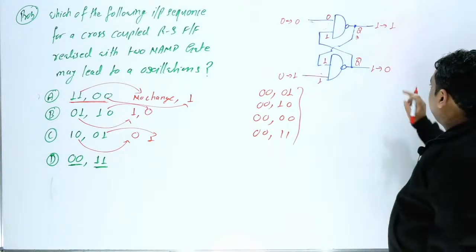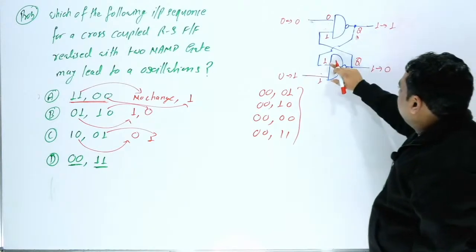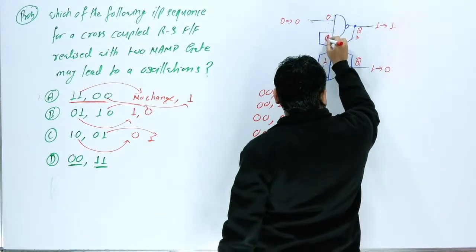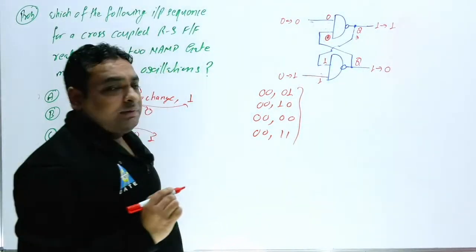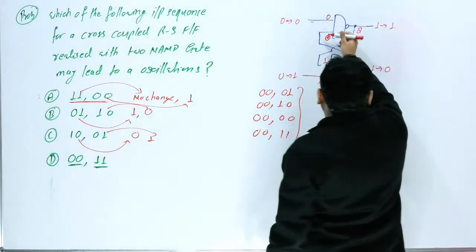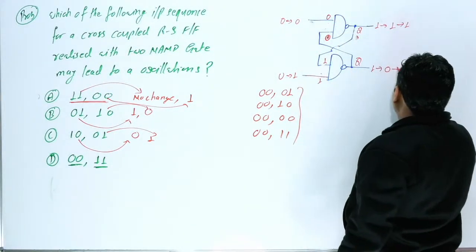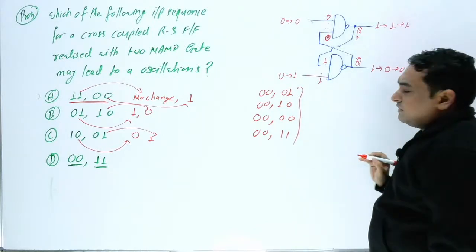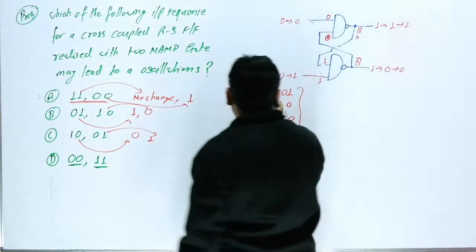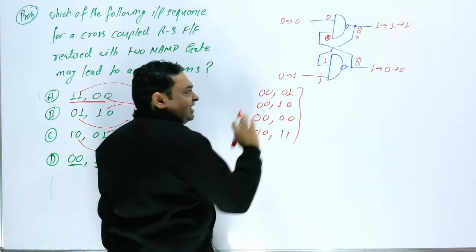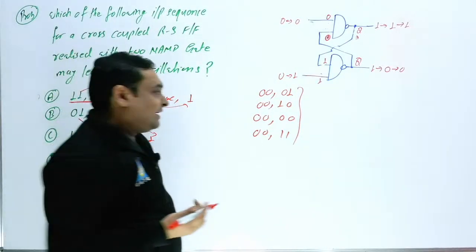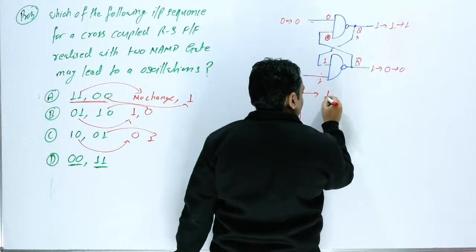Now you can process. If this is 0 and this is 1, so this will be 1 and this is 0 and this is 0. Then what will happen? This is 0 0, 0 bar is 1, so this is permanently 1, and this is 1 1, 1 bar is 0. So this is permanently 1 and this is permanently 0. So in this case, if you apply 0 0, then 0 1, your output is permanently 1.